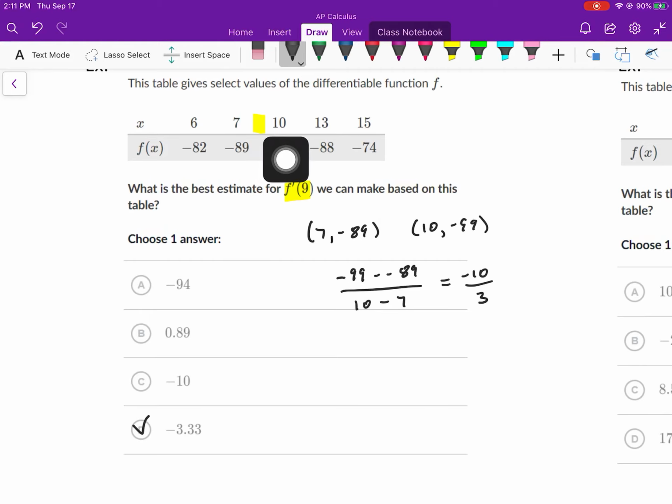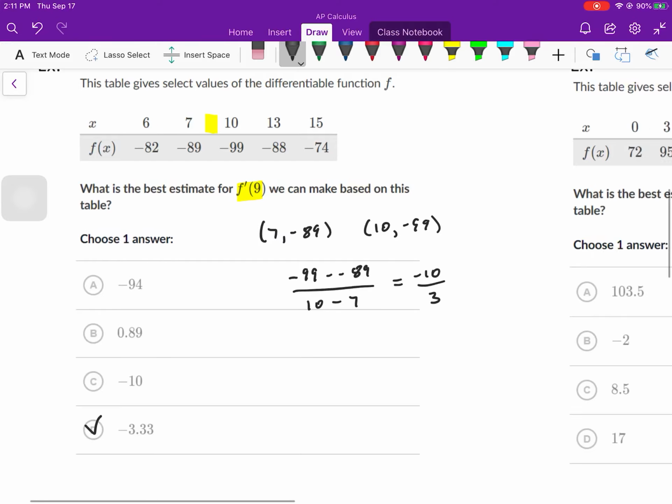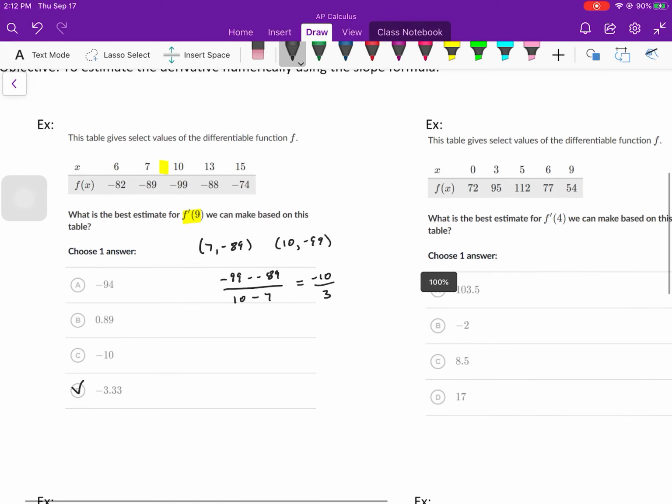I know that 9 is actually closer to 10, so usually there would be some sort of way that we can weigh the negative 99 a little bit more than the negative 89 as far as the slope's concerned. But like I said, for what we're doing, it's just know the concept, the idea that the derivative is the slope. So if they ask you for the derivative of a table, just try to find the slope as close as you can to that point, and that'll be good enough, at least for AP Calc.